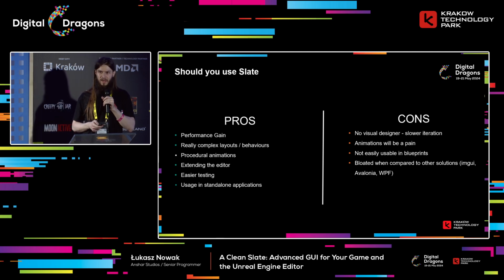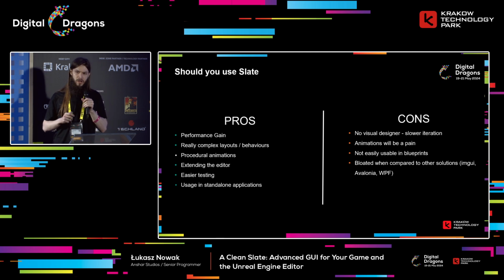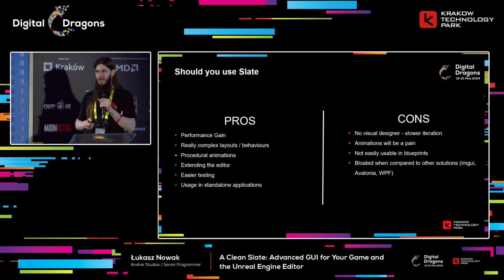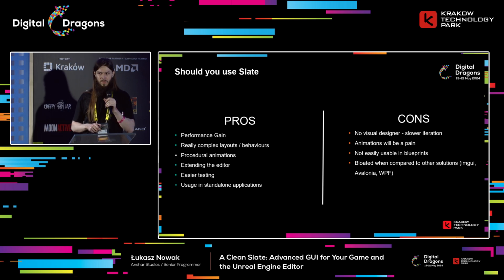For example, if you had a button that needs to morph into something else on the screen that you don't know in advance, in this case it's also better to use Slate. And an animation created in Slate will be cheaper than one created in a widget blueprint, because it doesn't use the sequencer. Also, you can propagate those changes to your standalone programs.